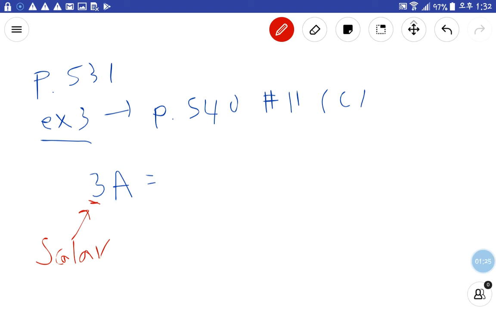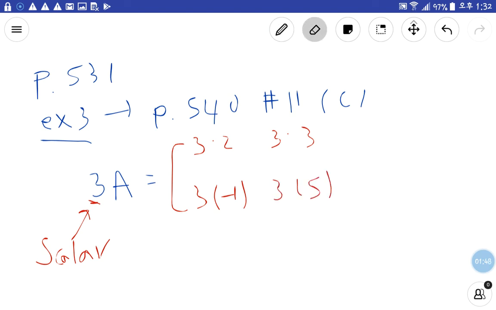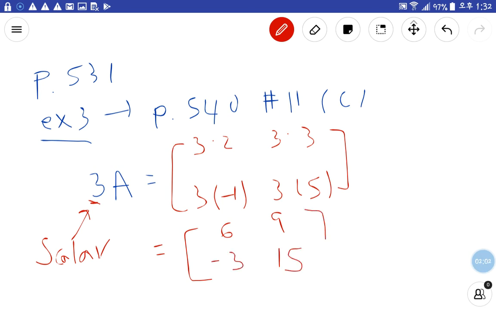And this A is our given matrix, right? I'm going to multiply 3 and A, which means I'm going to multiply 3 onto all the elements of my A. 3 times 2, 3 times 3, 3 times -1, and 3 times 5. That's what we need to do. You can either put the dot or you can put parentheses. It's up to you. So 3 times 2 is 6, 3 times 3 is 9, 3 times -1 is -3, 3 times 5 is 15. That's the answer.